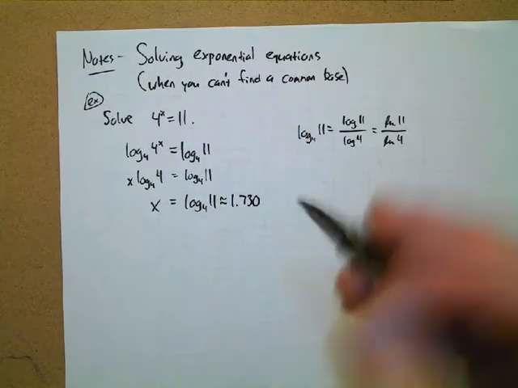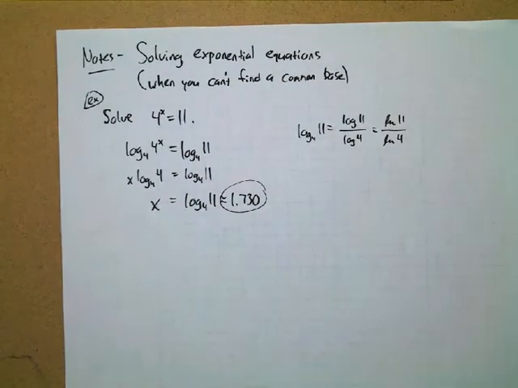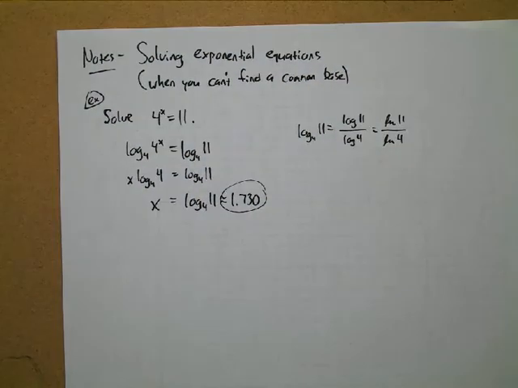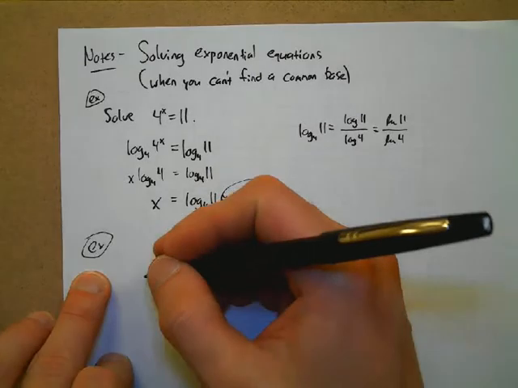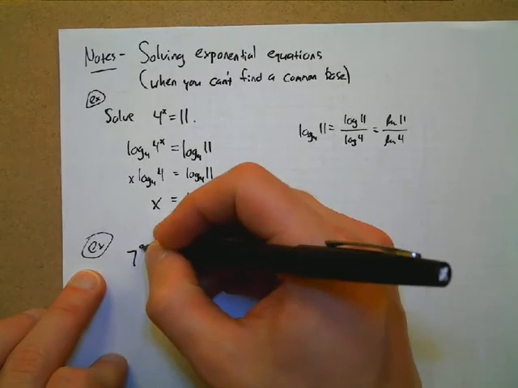Let's just try another one here to make sure we're okay. Let's do this one: 7 to the 9x power equals 15.